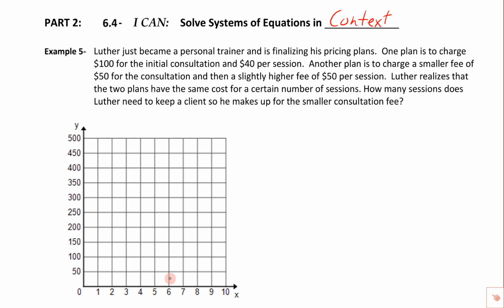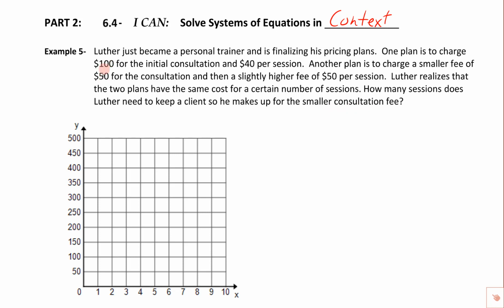So it says Luther just became a personal trainer and is finalizing his pricing plans. One plan is to charge $100 for the initial consultation and $40 per session. Another plan is to charge a smaller fee of $50 for the consultation and a slightly higher fee of $50 per session. Luther realizes that the two plans have the same cost for a certain number of sessions, and here's what he wants to know. How many sessions does Luther need to keep a client so he makes up for the smaller consultation fee?